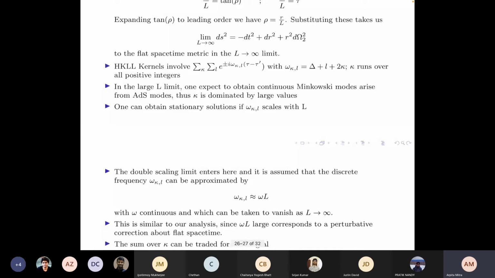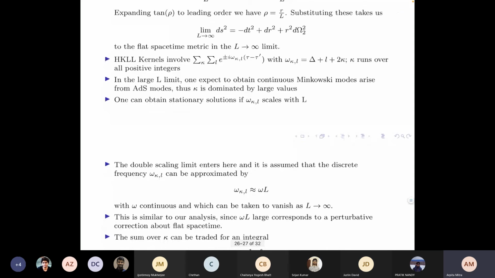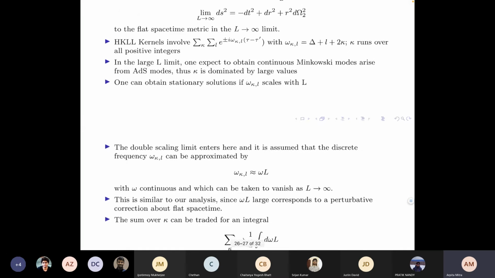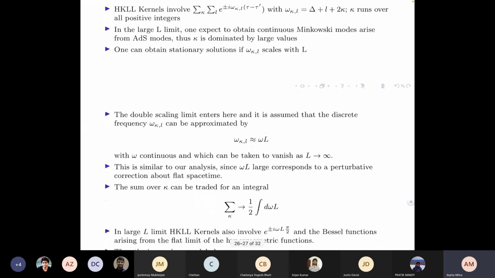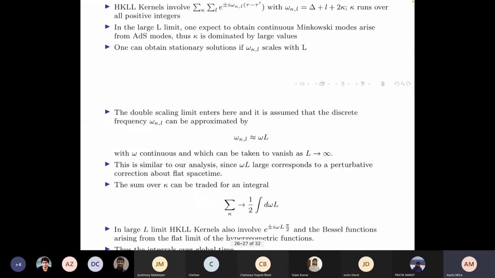So again, this double scaling limit enters here in this work. And we can see that in this way, we can take omega continuous, so we can take omega goes to 0. The main thing is that first we have to take L tending to infinity limit and then omega tending to 0 limit. This is similar to our previous analysis where we considered omega L as large and 1 by omega square L square as a perturbative correction. And as the energy levels are very large, the sum over energy levels can now be treated as an integral over frequency omega.